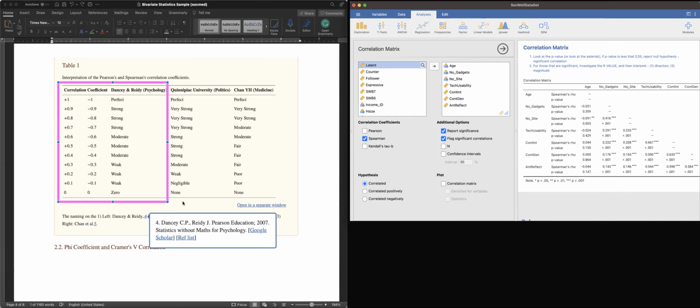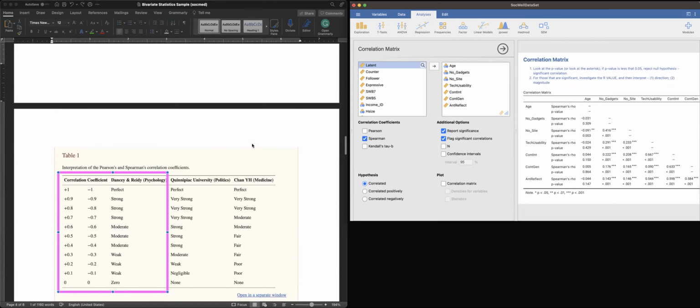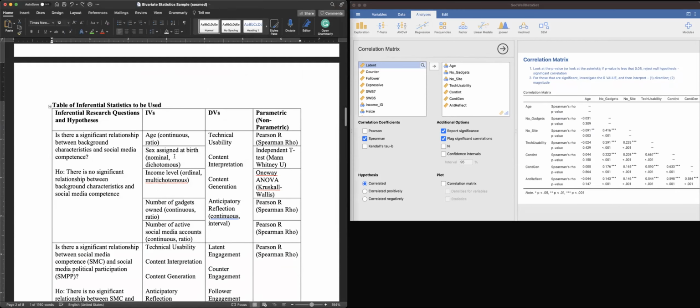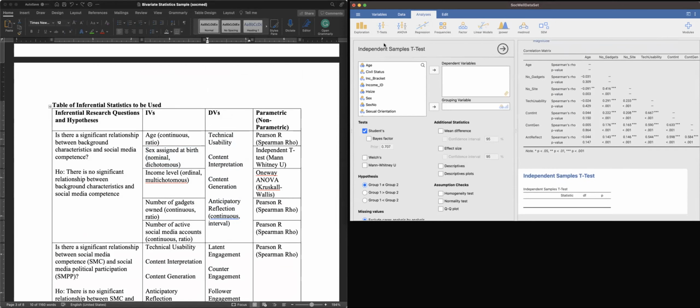Okay, so let's move to the next. Let us answer the question: is sex related to or associated with social media competence? Okay, so let's do that. How do we do that? We go to t-tests and then go to independent samples t-test.